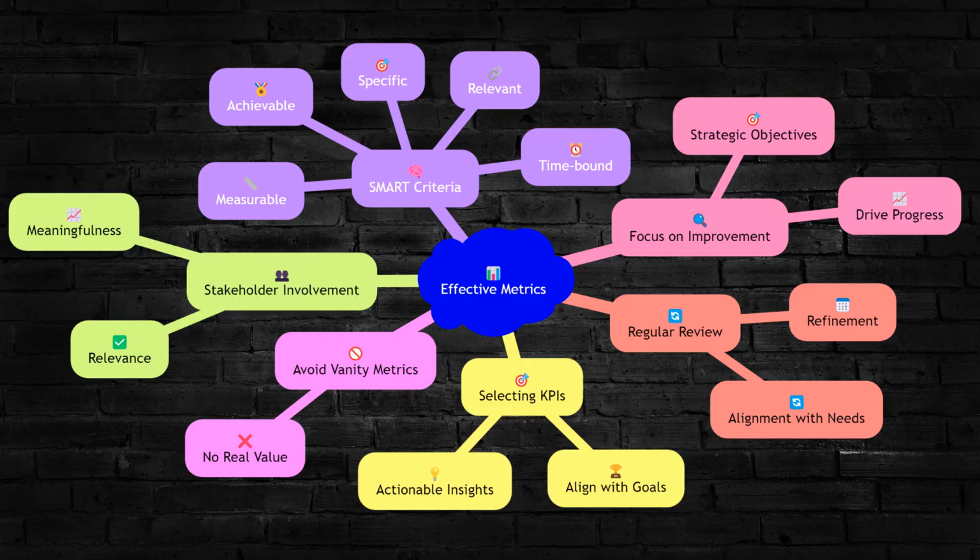Designing effective metrics involves selecting the right KPIs that align with business goals and provide actionable insights. It's important to involve stakeholders in the process to ensure that the metrics are relevant and meaningful. Metrics should be specific, measurable, achievable, relevant, and time-bound, SMART. Additionally, it's crucial to avoid vanity metrics that do not provide real value. Instead, focus on metrics that drive improvement and help achieve strategic objectives. Regularly reviewing and refining metrics is also essential to ensure they remain aligned with evolving business needs.